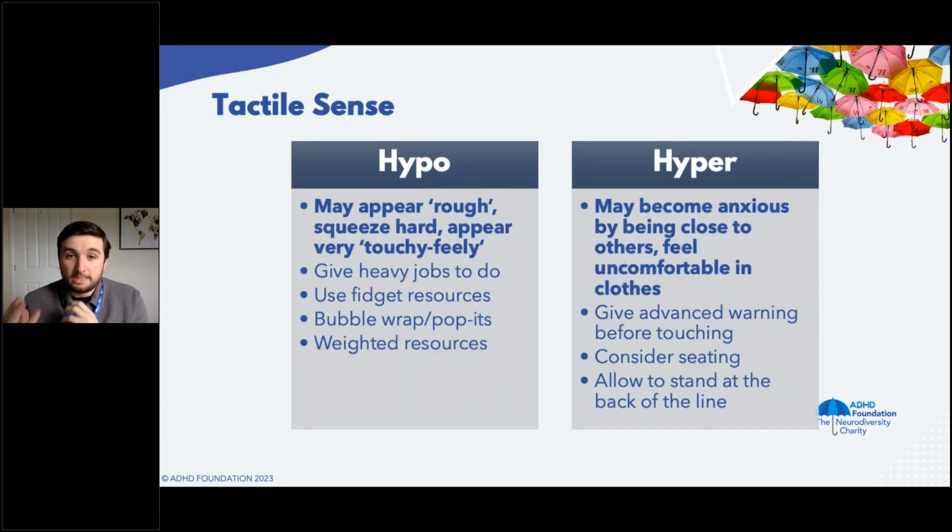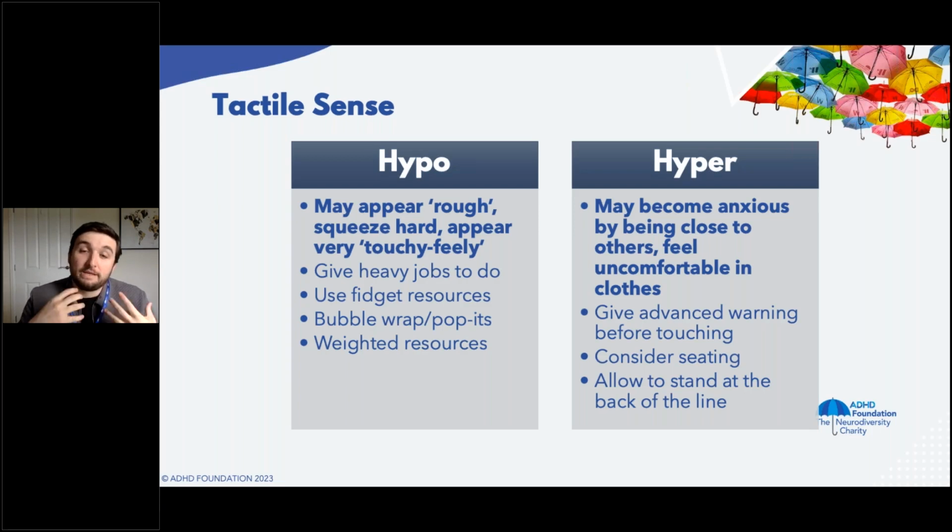And then in terms of touch and the tactile sense, those who are undersensitive, hyposensitive, might seem like they're really rough, or they play really rough, especially in the younger years. They might squeeze really hard with things, or even if they're holding someone's hand, they might squeeze really hard. They might appear to be very touchy-feely, and they're always looking for that input.